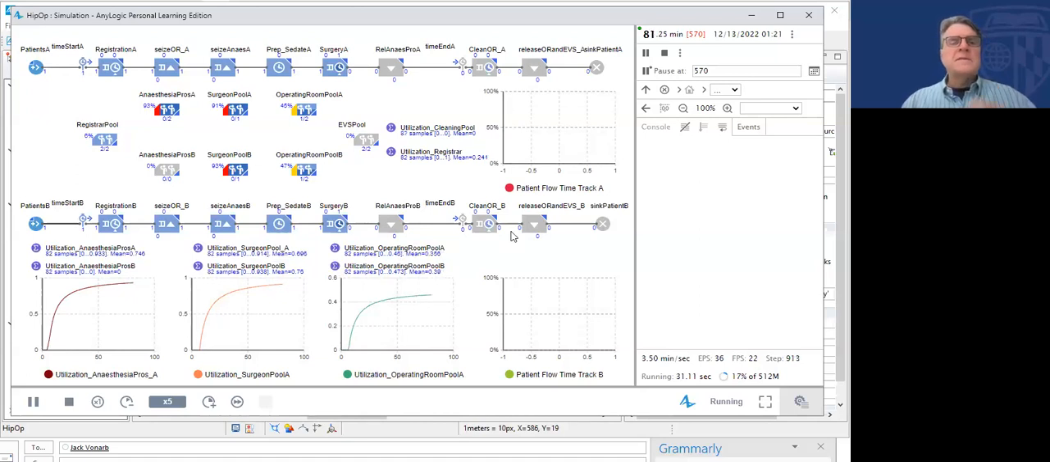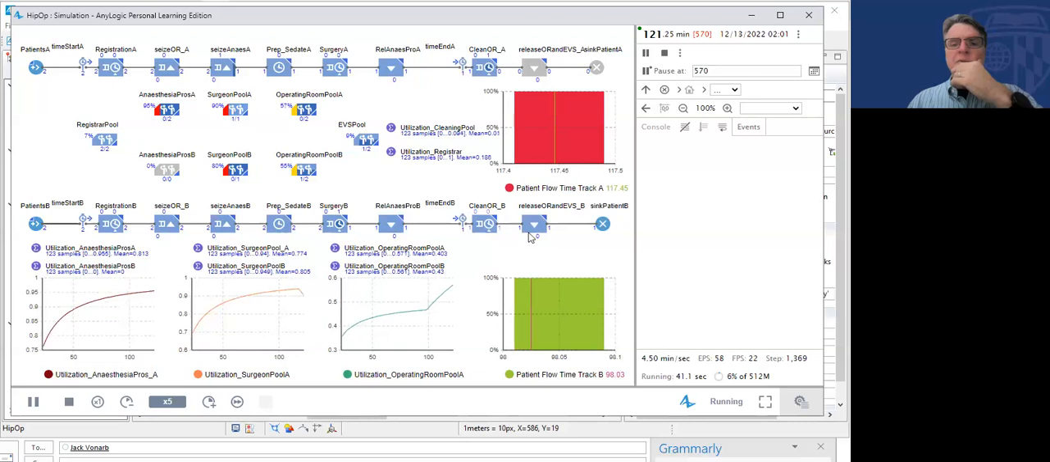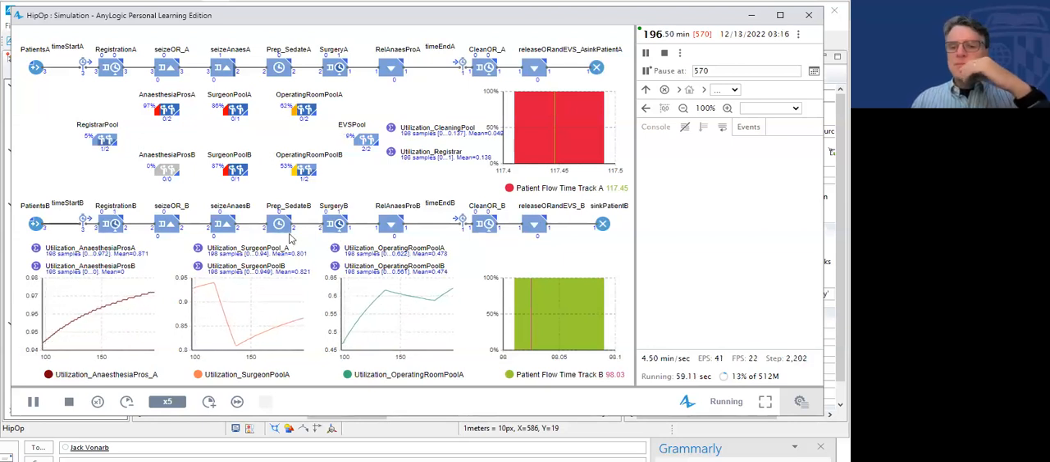We can see that the first surgery is underway here in track A. It just completed in track B. That person's OR is now clean. And the second surgery is now starting in track A. It's also underway in track B. So this is the number of patients that enter, and this is the number of patients that exit, and that's true for every one of these blocks.